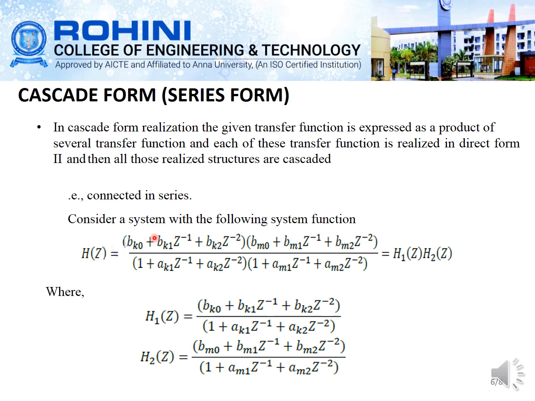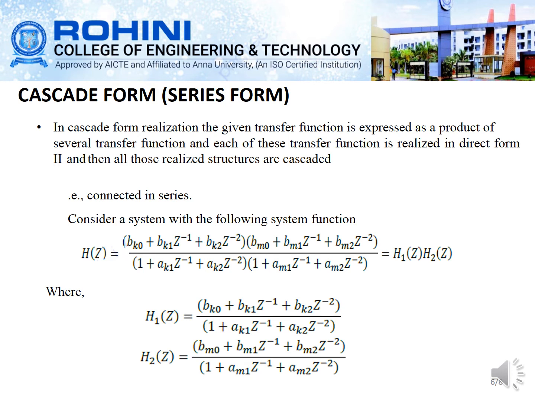Let us consider the system with the following system function. Let us take H of z equal to the multiplication of two or more systems, that is H1 of z and so on. In cascade form realization, we divide the whole transfer function into smaller subsystems, and we divide in such a way that the order of the numerator must be equal to or greater than the order of the denominator. Therefore, here we divide this into two system functions, H1 of z and H2 of z, and finally H1 of z and H2 of z are realized by using direct form 2.